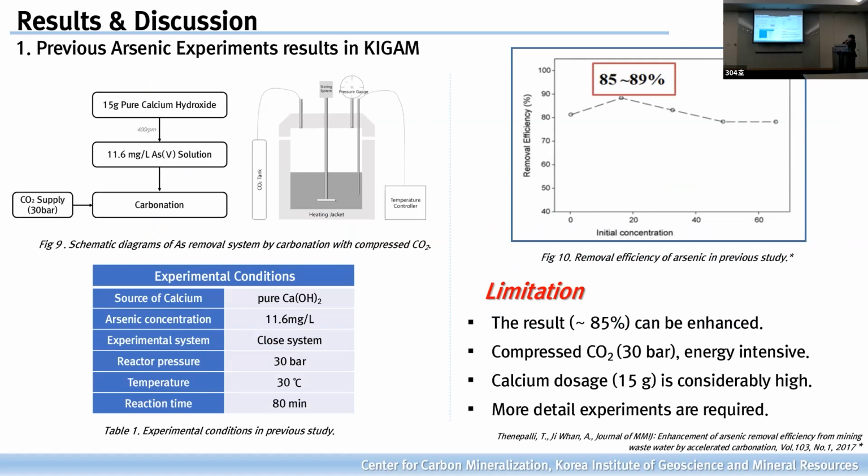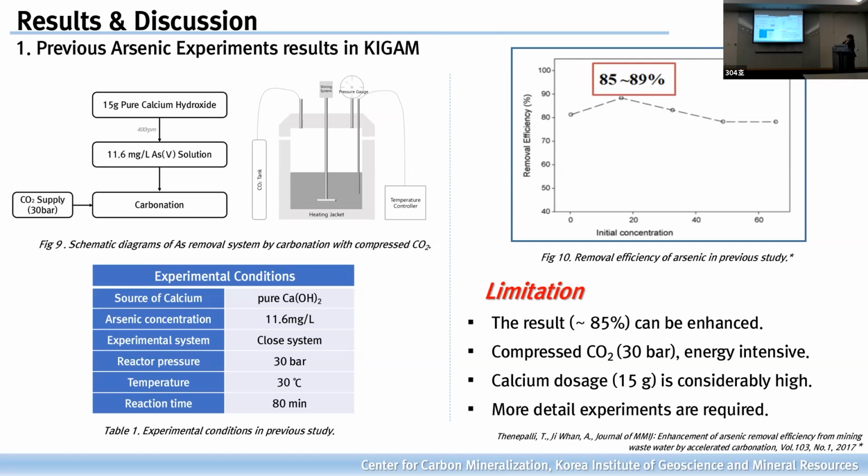This is the previous arsenic experiment result. The removal efficiency reached over 85%, but this experiment has some limitations. First, the result I mentioned, over 85%, can be enhanced. And this experiment was conducted under high pressure, which means the experiment is energy intensive to compress the CO2. And the calcium dosage was 50 grams, which is considerably high. And when it comes to arsenic removal, more detailed experiments are required.